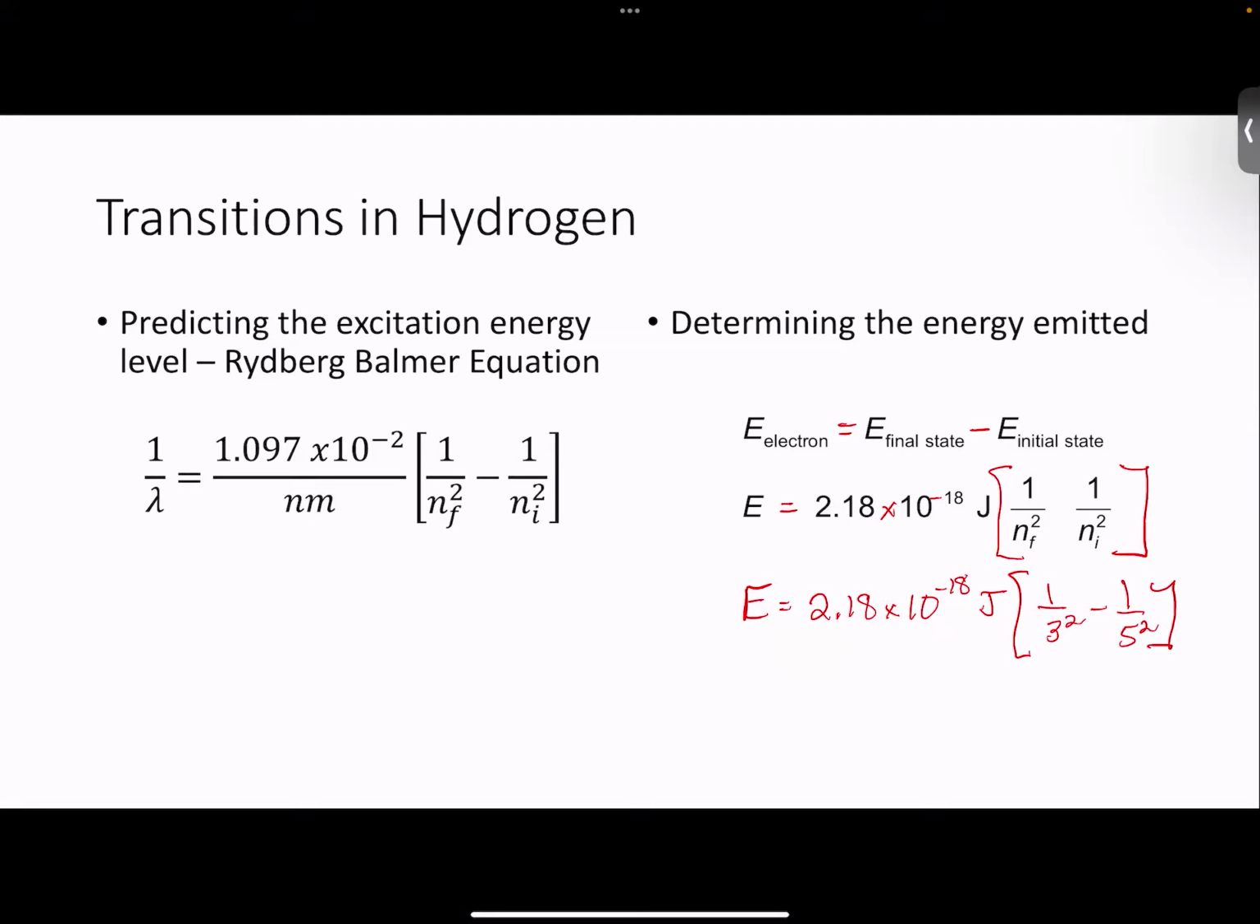When you key this into the calculator, you will get an energy of, and there should be a negative here, an energy of a negative 1.55 times 10 to the minus 19 joules. I want to discuss why it's negative.